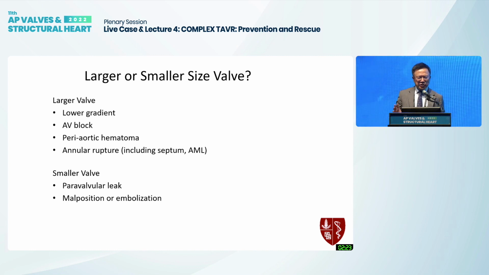If you use a larger valve and maybe somehow undersize it, you have lower gradient, but you run into a higher risk of AV block because it's more likely touching the septum, and then you potentially have periaortic hematoma or annular rupture. The smaller valve has less of those, but you may have more perivalvular leak or malposition. If you have a not very calcified valve, you may end up embolizing.